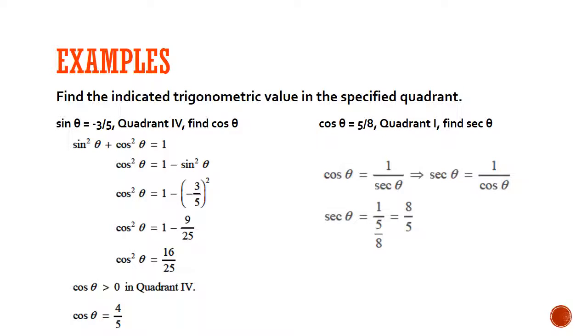Same thing here. Actually, this one's easier. You got the cosine of 5/8. The secant is just the reciprocal, which would be 8/5.